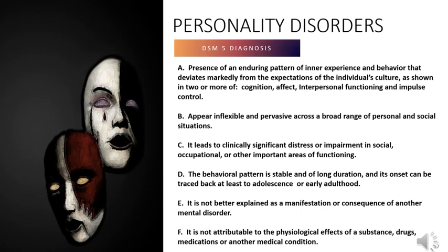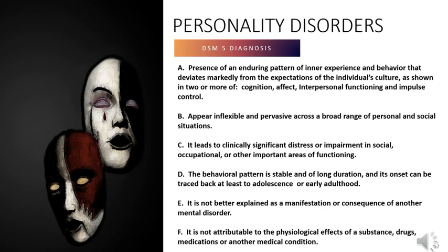We can say that a person has a personality disorder if the person meets the following criteria based on the Diagnostic Statistical Manual 5, which are as follows. A. There is an enduring pattern of inner experience and behavior that deviates markedly from the expectations of the individual's culture, as shown in 2 or more of the following. 1. Cognition, for example perceiving and interpreting the self, other people or events. 2. Affect, for example the range, intensity, lability, and appropriateness of emotional response. 3. Interpersonal functioning. 4. Impulse control.